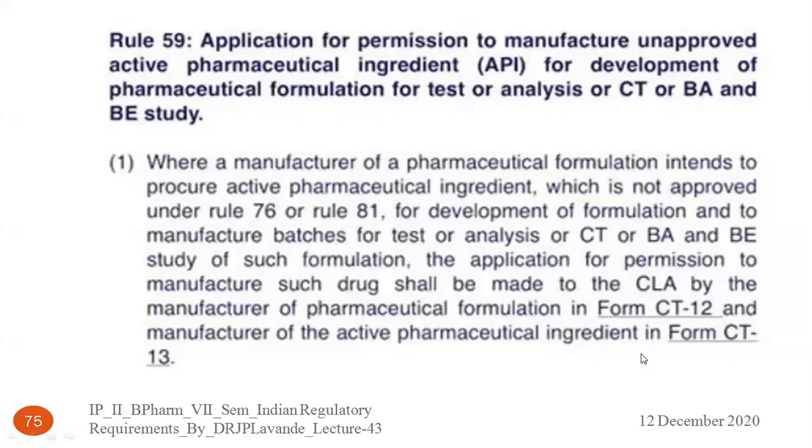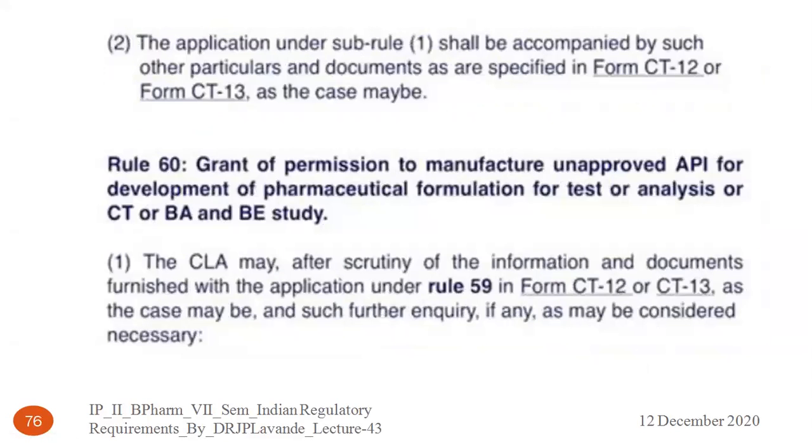The CT12 is for manufacturing the pharmaceutical formulation, and the form CT13 is for getting permission to manufacture the active pharmaceutical ingredient, and both these are unapproved, right? Now these are the things that we already saw in our previous lecture.